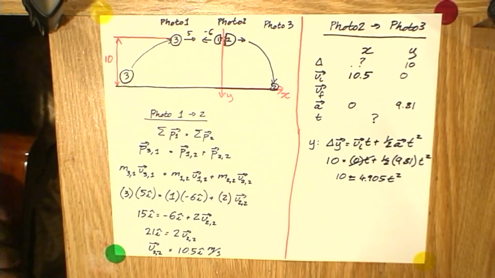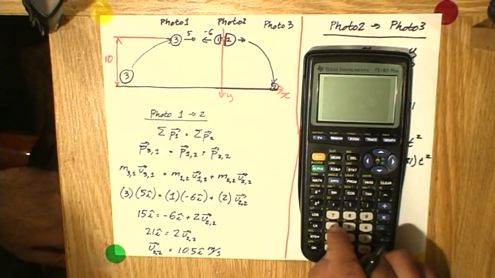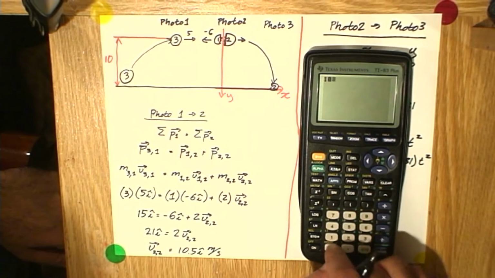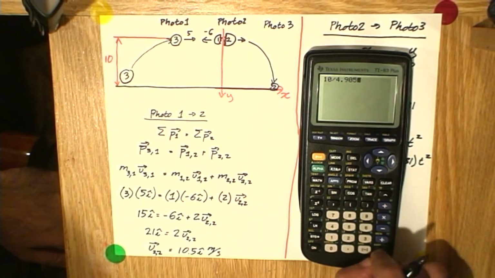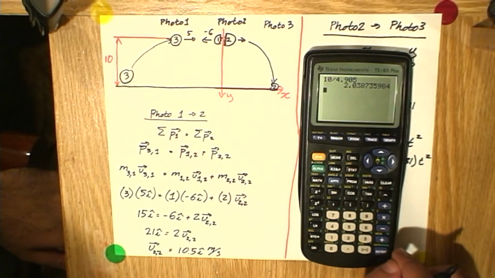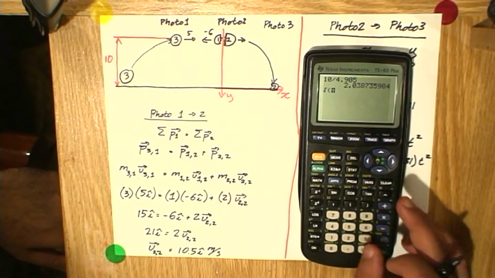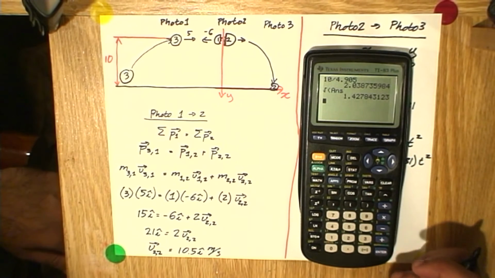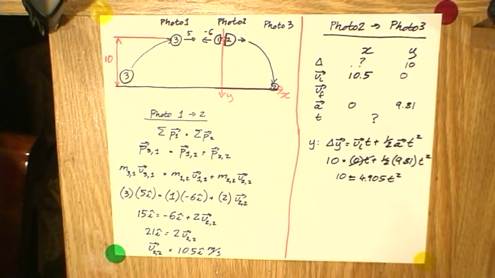So now we just need to solve for t. 10 divided by 4.905 gives us 2.038, and the square root of that is 1.43 seconds.